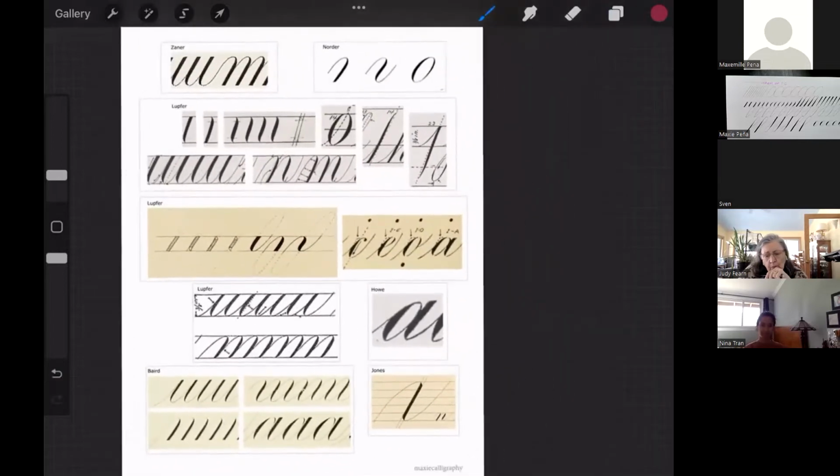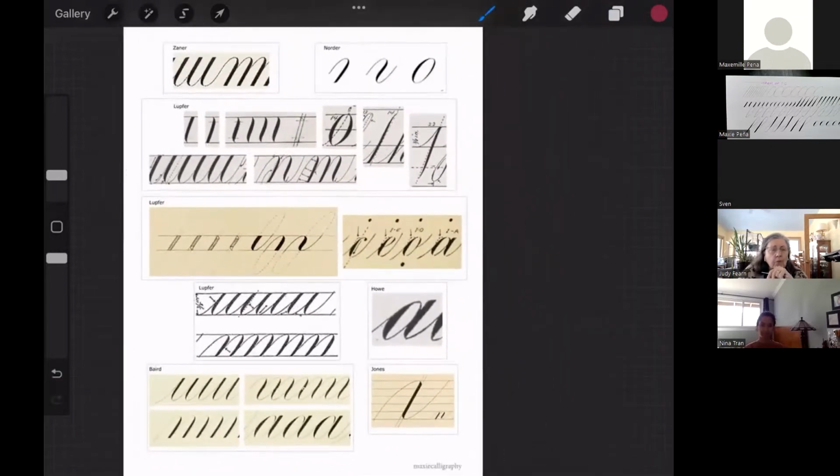on the second page of the handout. Thank you for putting the link in the chat.